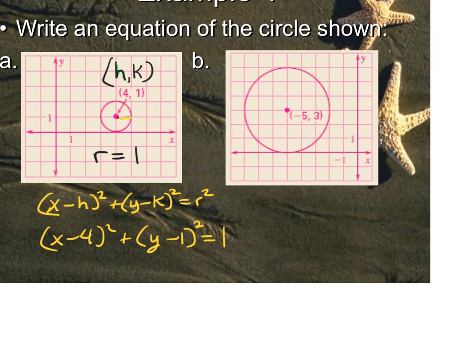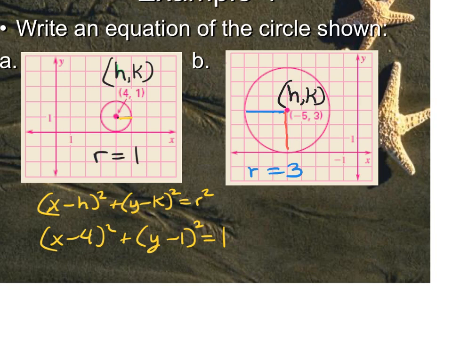Okay, so for B, let's label our center. This is H, this is K. I need to count how long my radius is. So it looks like radius goes 1, 2, 3. You could also count it this way, 1, 2, 3. Any place where you could count a radius and count the boxes when it's vertical or horizontal. So the radius is 3, and my H is -5, and my K is 3.